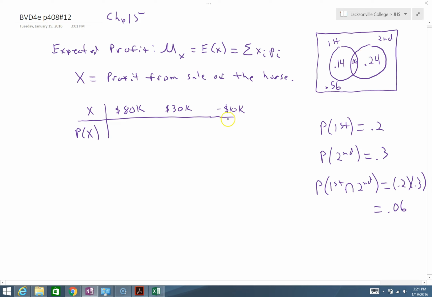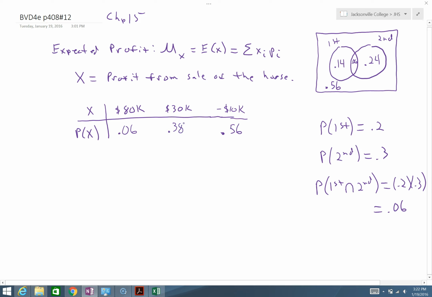All right, so minus 10,000. This is losing both races. He's going to lose both races right here, 0.56. Losing both races. 80,000 is winning both. Well, that's this intersection. 0.06 is the and. Well, this must be the leftover. It must be the rest. If I add 0.56 and 0.06, that's 0.62. So the rest in here must be 0.38.